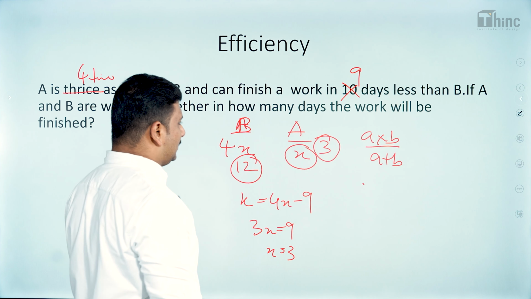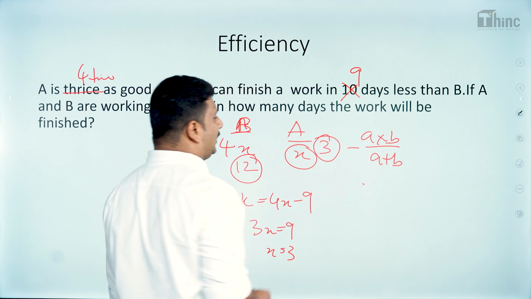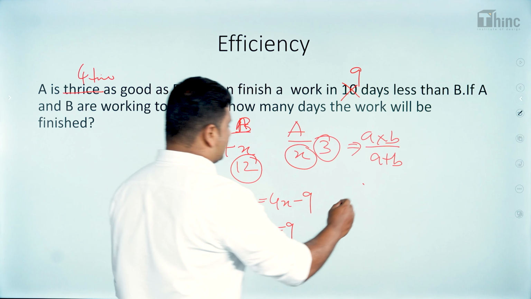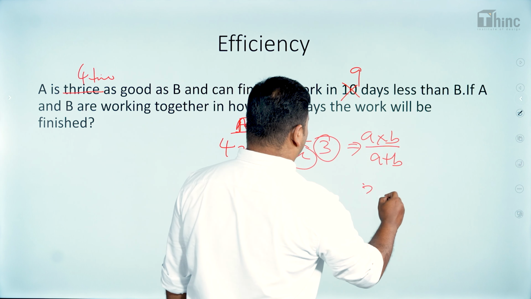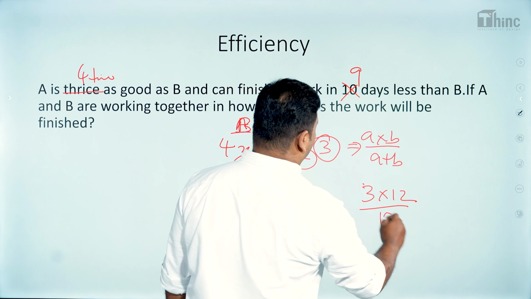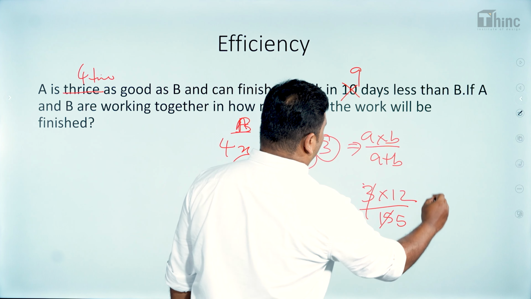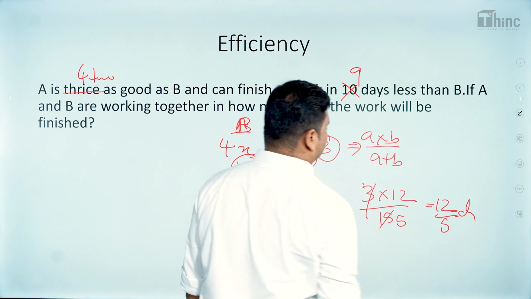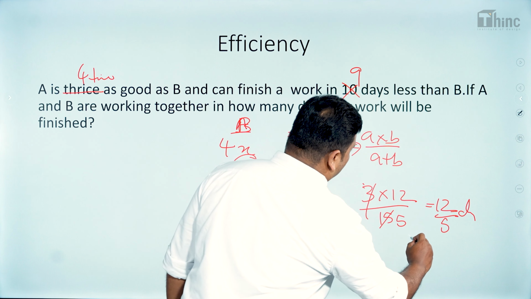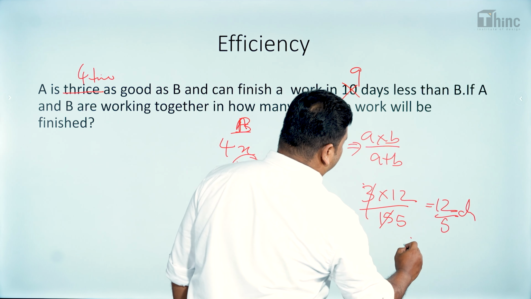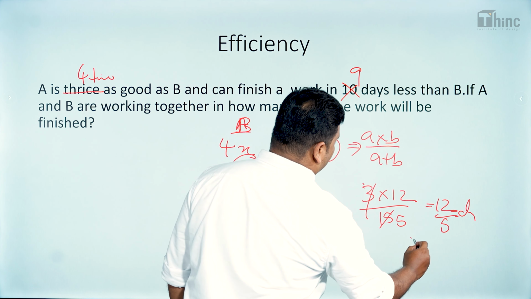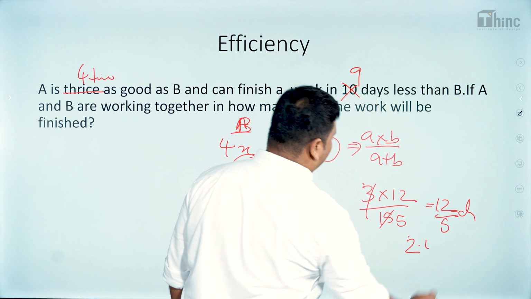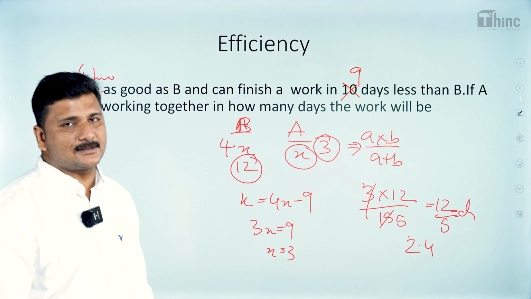We figured it out. Now if they work together, they can finish the work in A into B by A plus B days. So which is nothing but 3 into 12 by 3 plus 12, which is 15. So we'll get nothing but 12 by 5 days. So 12 by 5 days is the correct answer. So 12 by 5 means 5 into 2 is 10, then 24. So 2.4 days will be the correct answer.